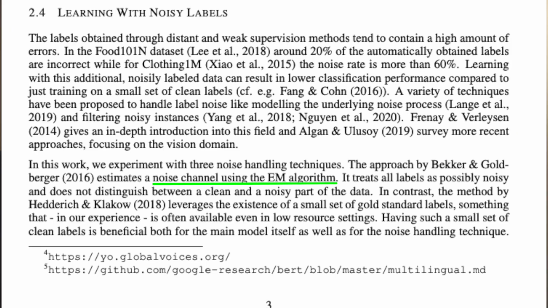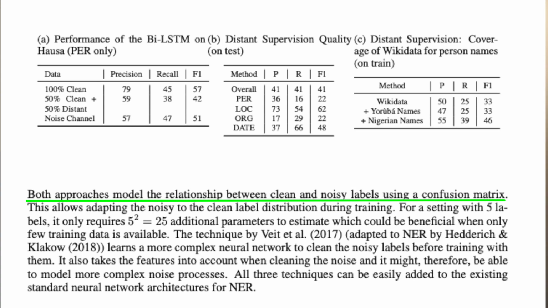Firstly, it uses the EM (expectation maximization) algorithm to estimate a noisy channel, where it treats all the data as noisy and does not separate between clean and noisy data. The second technique leveraged a small set of gold standard labels, which is often available even in low resource settings, to help train the main model and reduce noise. This approach models the relationship between clean and noisy data using a confusion matrix. And the third technique uses a neural network to reduce noise. The neural network takes into account the features when it comes to reducing the noise level, and so with more data, it might be able to model more complex noise processes.